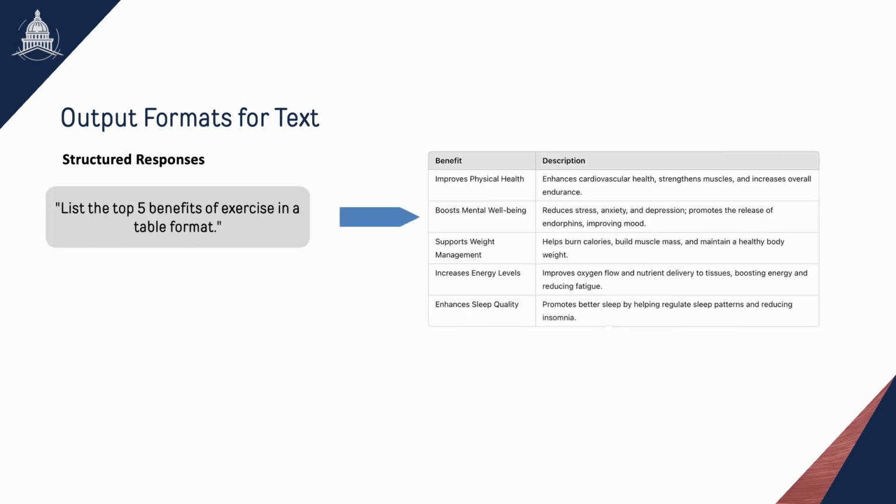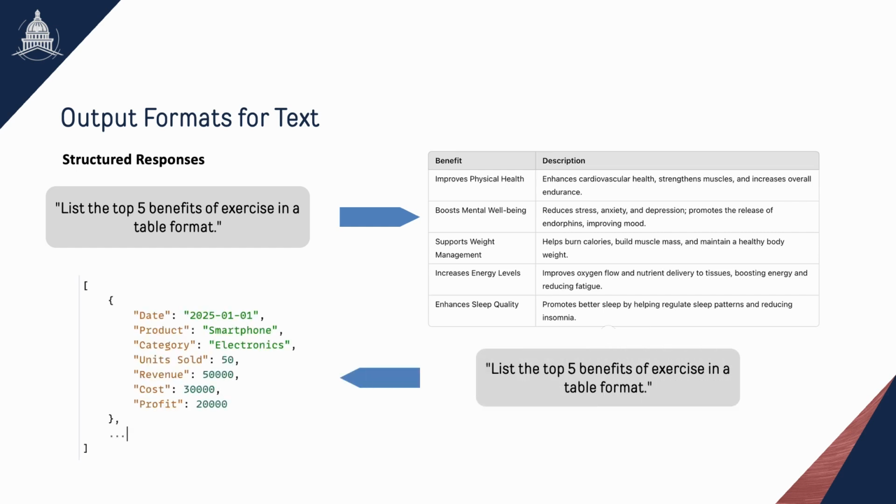Structured responses are organized outputs like lists, tables, or JSON files. For instance, specifying the output format as a table will generate an output in tabular format. The same concept applies if you need a revenue report in JSON format: "Generate a revenue report for Q1 in JSON format." This is ideal for tasks where clarity and structure are paramount, such as financial reports or data exports.